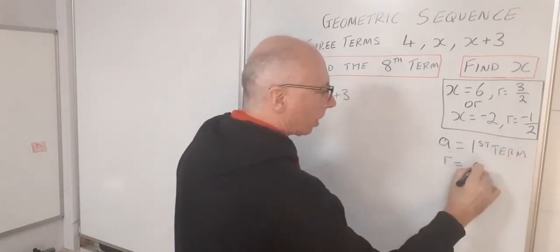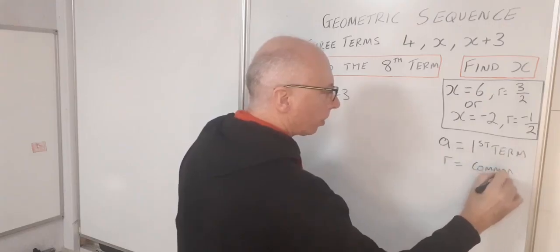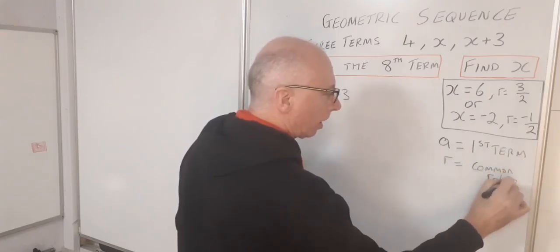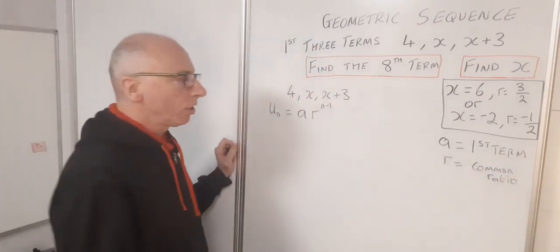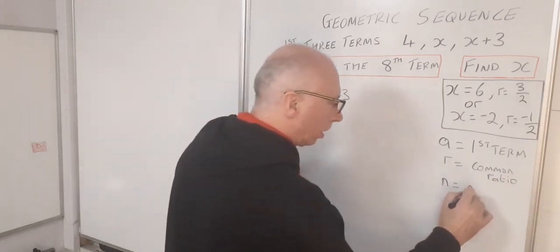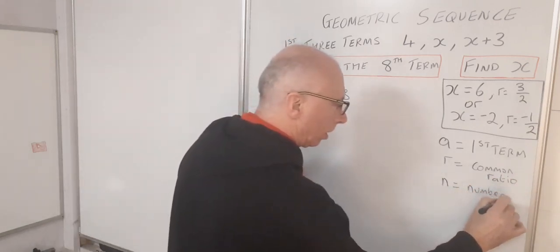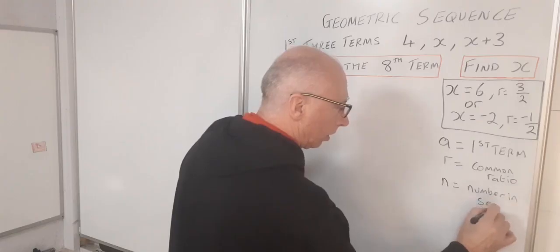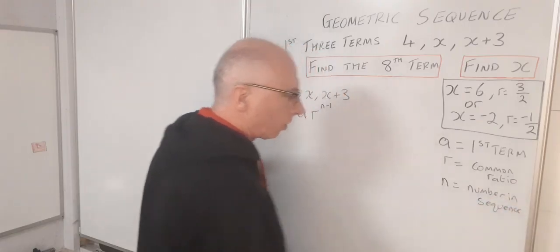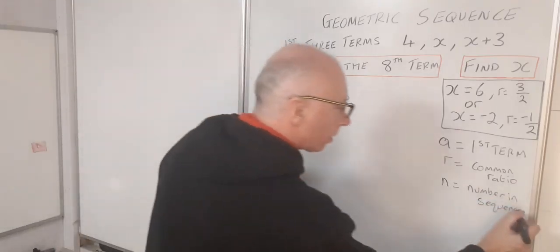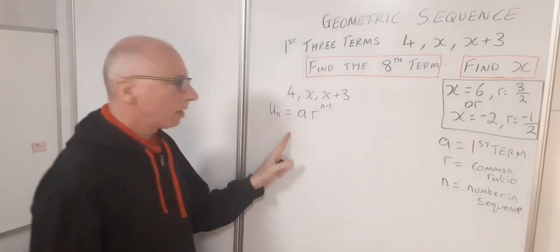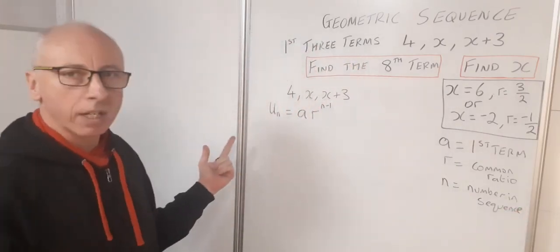R is the common ratio, which we've just done. We've got the two common ratios to deal with. And n is just the number in the sequence, or nth term. That's what we're trying to use the n for. Okay, right. So now let's plug those values into here that we have and see where it takes us.